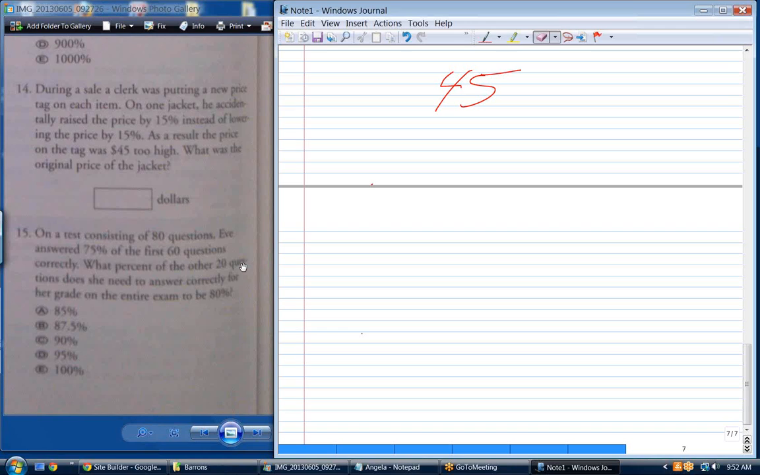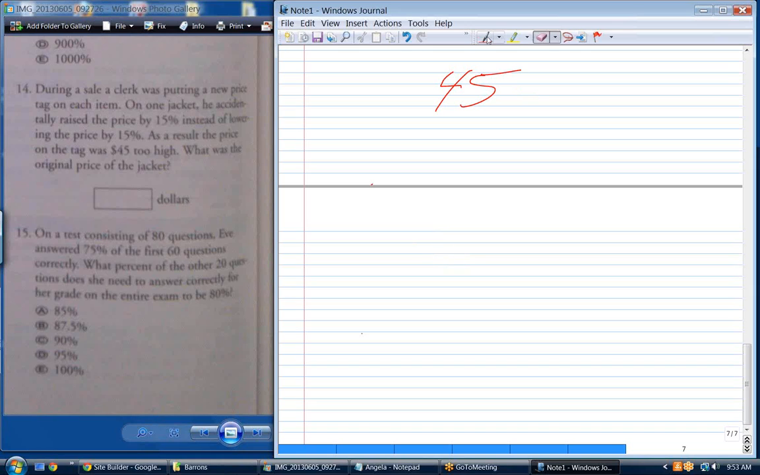First of all, in order to get 80% on the exam, how many questions right is he going to need to have? Well, there's 80 questions. To get an 80% on that test, how many questions do you have to get correct? If there were 10 questions, you take 80% times the number of questions. So you'd need 64 questions correct.